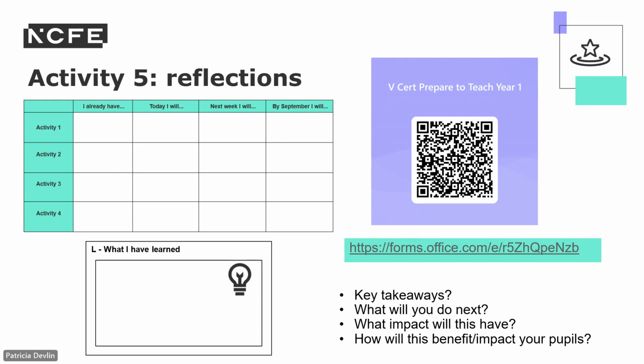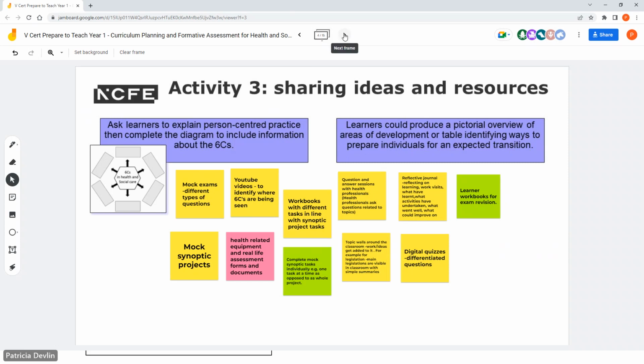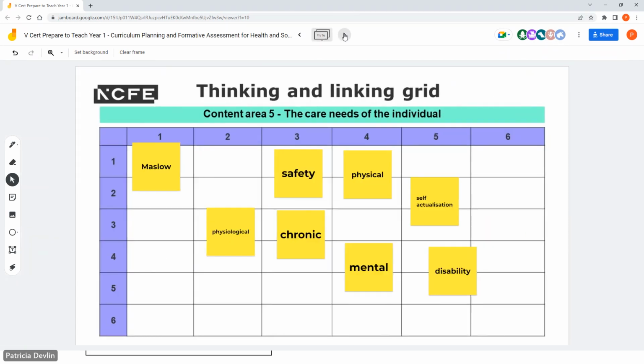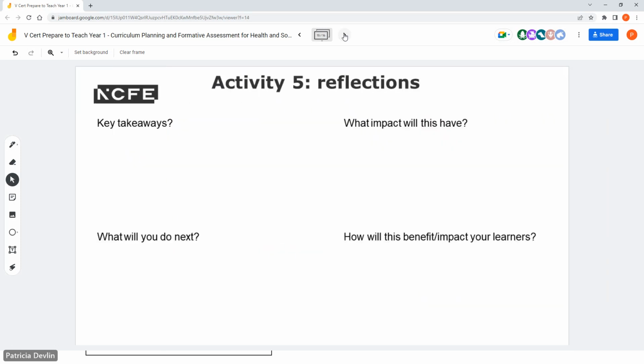So if we just switch over to the Jamboard, on the final page, slide 15, you've got your reflection in your workbook, and then we've got the Jamboard. What were your key takeaways? What impact will it have? What will you do next? And how will this benefit your learners? We'll just take a couple of minutes.